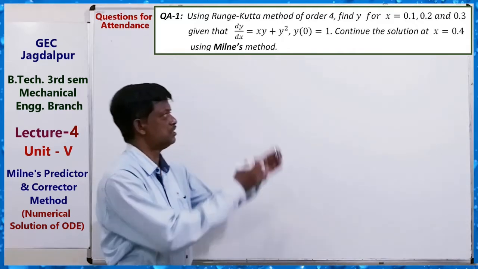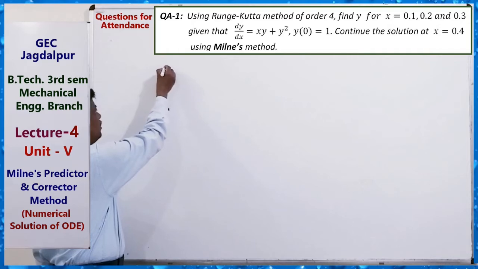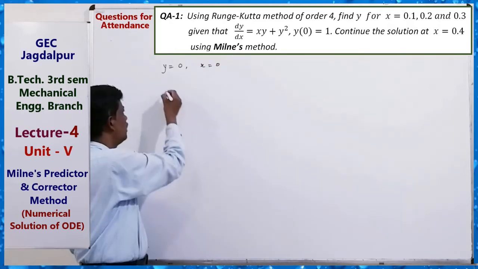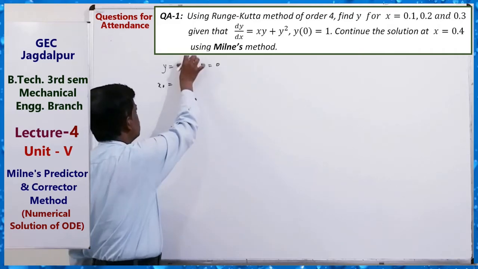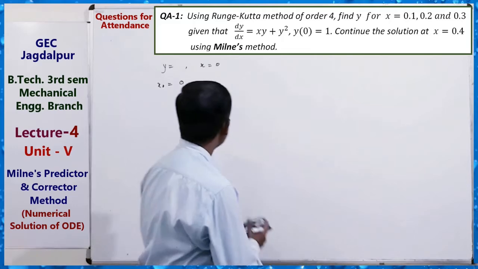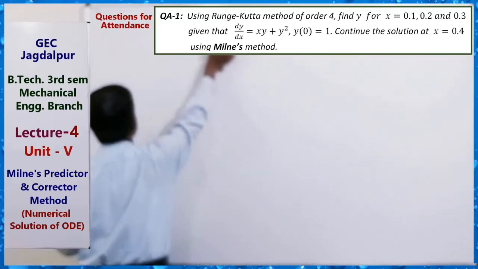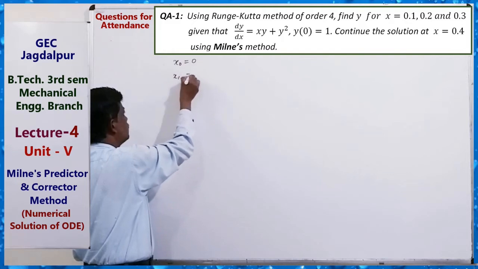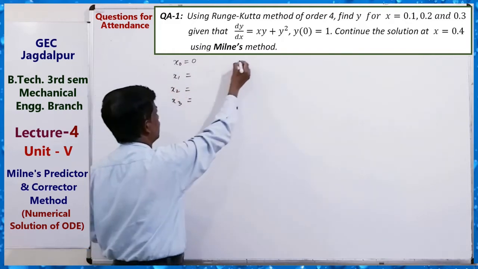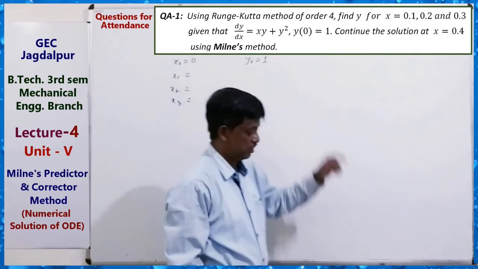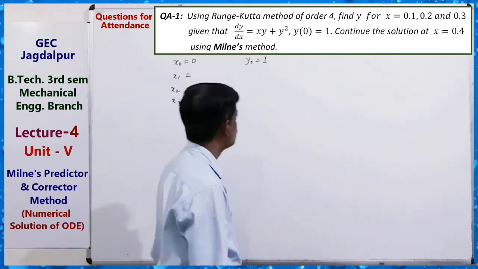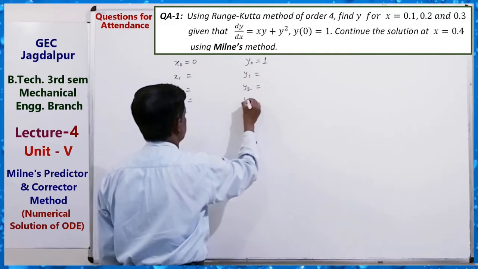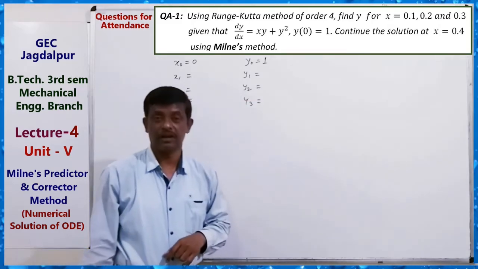Here, just in this question, simple. First, given, here also given y equals to 1 at x equals to 0. That is, x0 is 0. In this question, just see what values are given. x0, 0. x1, x2, x3, and y0, 1. Okay, and we have to find y1, y2, y3. Just these 3 values we have to find from Runge-Kutta method.